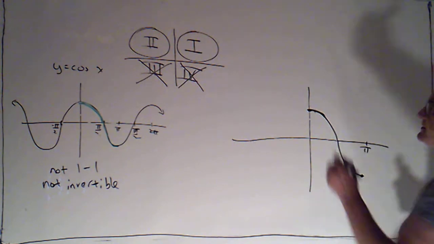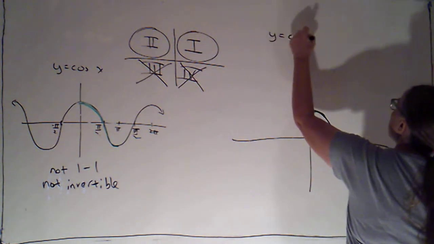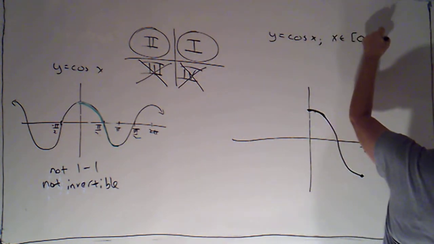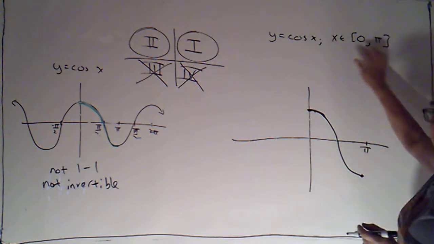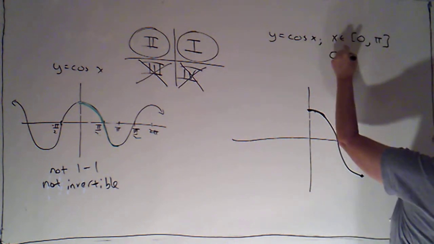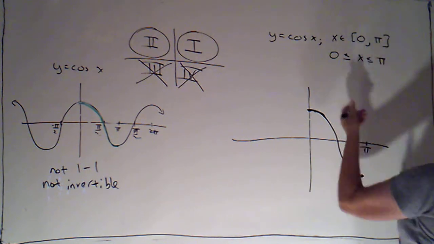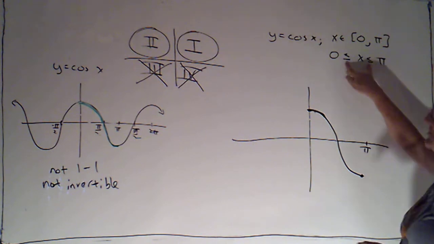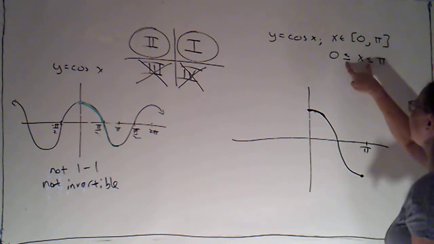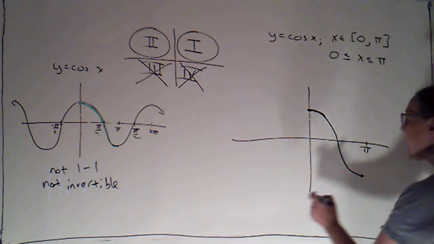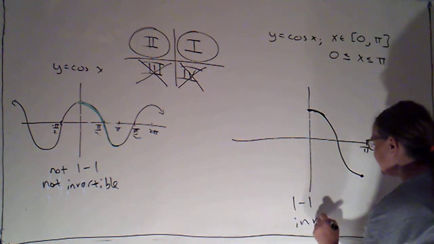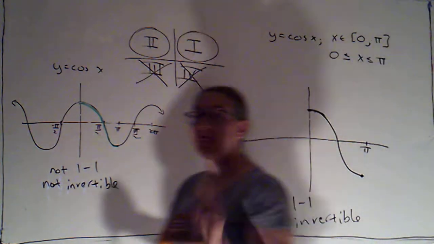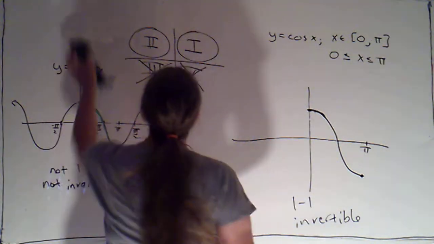each y value once. So this is y equals cosine of x, where x is in the interval from 0 to pi. And I can either express that using this interval notation, or I could use an inequality saying that x has to be between 0 and pi using inclusive inequalities. Okay, this is one-to-one. It is invertible. So when we talk about taking the inverse function, that's the function we're taking the inverse of.